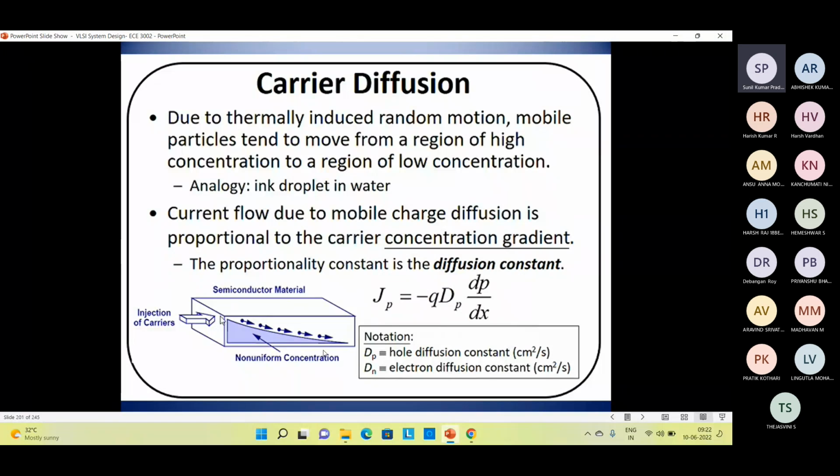If you can see here from this diagram, we have a semiconducting material, and there is a non-uniform concentration. We have a higher concentration here, and a lower concentration in this region. So the electrons will move from the higher concentration to the lower concentration. We call this injection of carriers in this region. So the electrons will move from a higher region to the lower region. This concept is called our diffusion current.